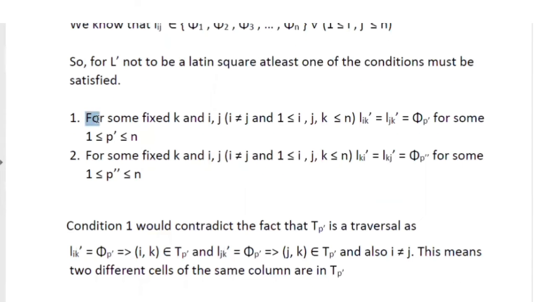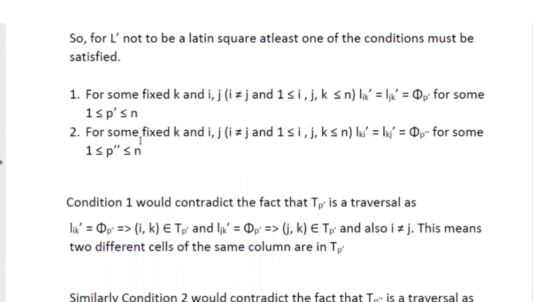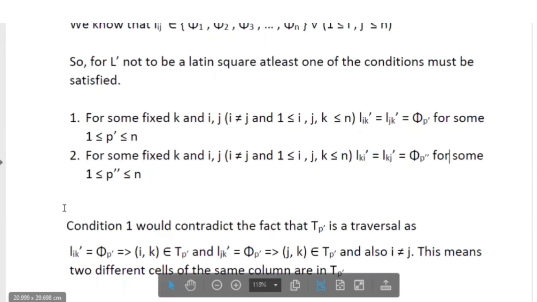That is, if those conditions are not satisfied, we have for some fixed k and i, j such that i is not equal to j and all i, j, k are in the range 1 to n, Lik' equals Ljk' equals phi p' for some p'. So if two elements in the same column are equal, then L' won't be a Latin square. And also, if two elements in the same row are equal, then L' won't be a Latin square.